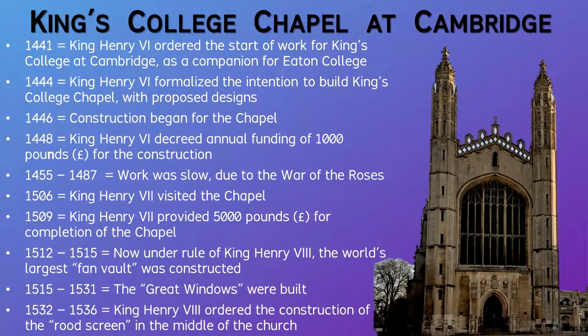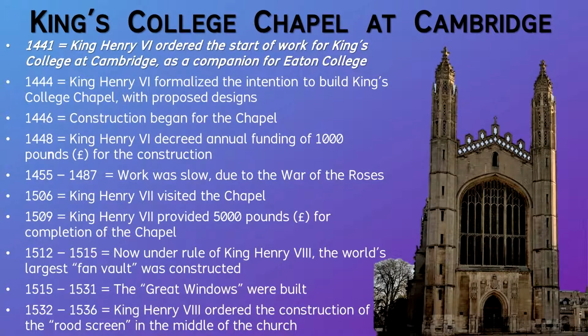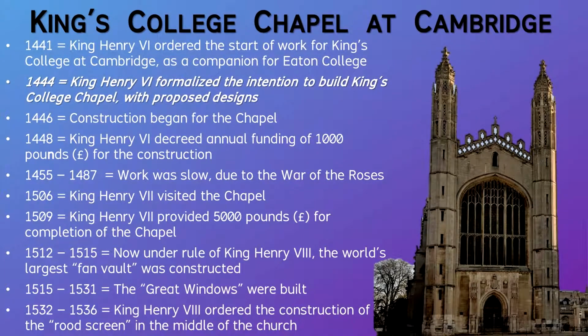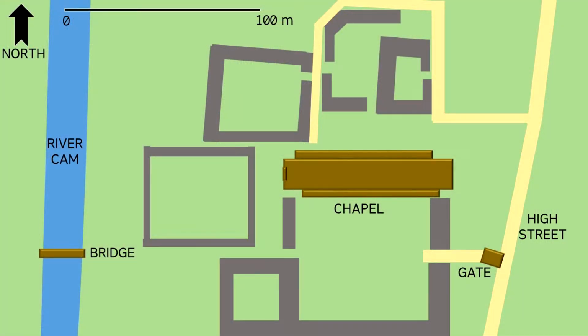The foundational context of the chapel can be traced back to 1441, when King Henry VI ordered the start of work for King's College at Cambridge, intended as a companion for Eton College. A few years later, in 1444, King Henry VI formalized the intention to build the chapel as a primary feature of the college. The location was selected between the River Cam and High Street.